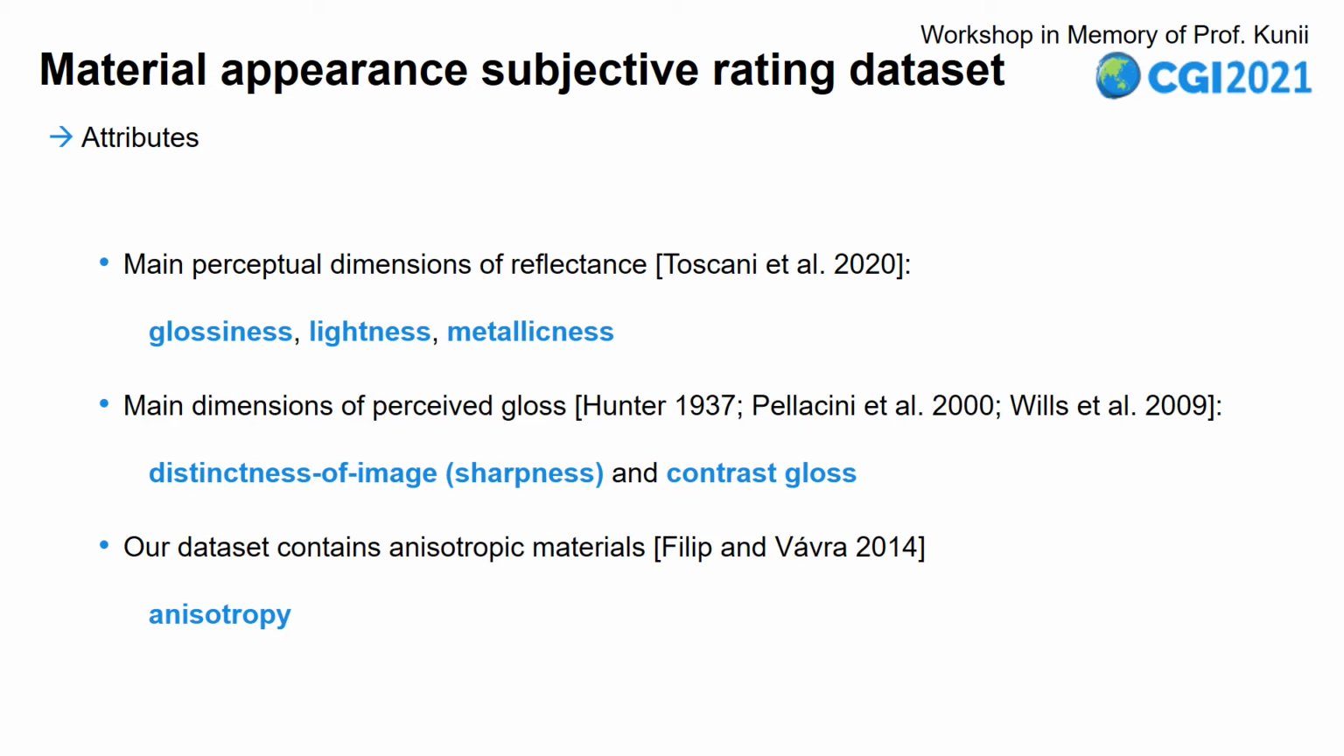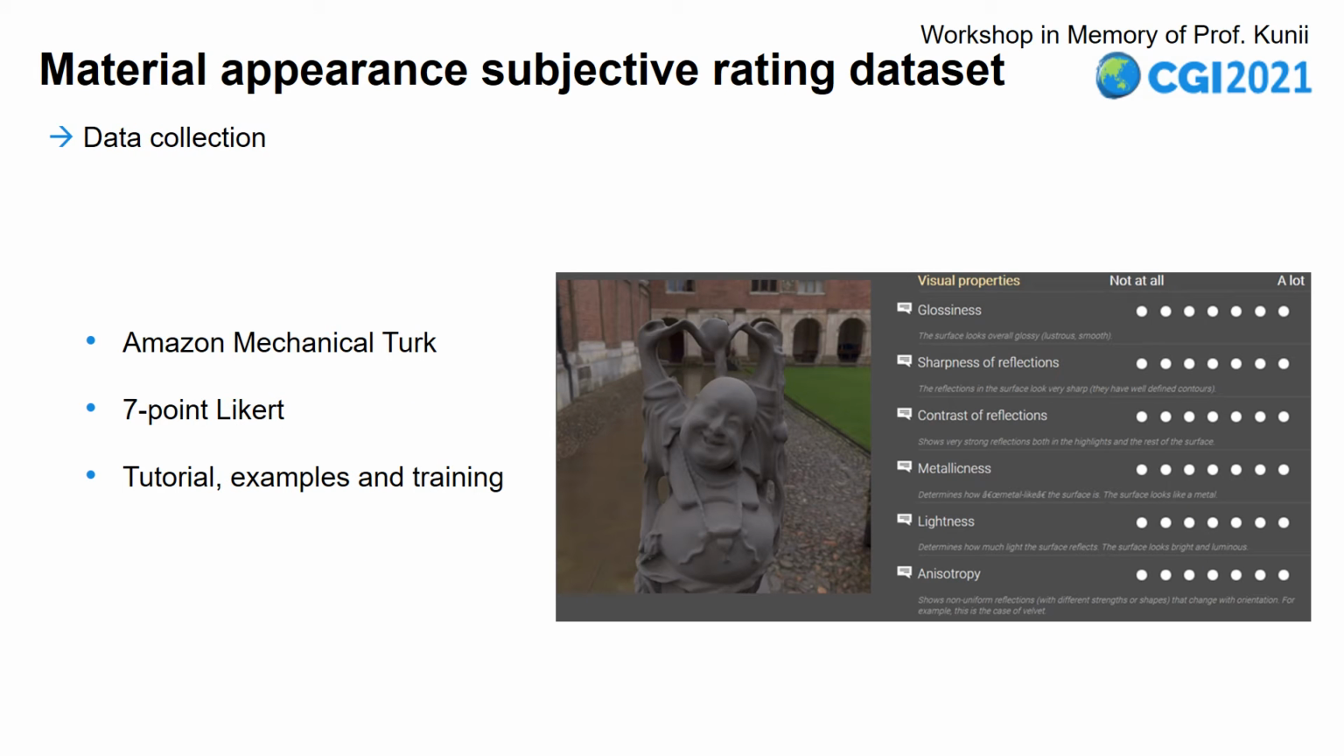In our choice of attributes to be rated in the subjective experiment, we relied on literature. We followed Toscani, who found that the main perceptual dimensions of reflectance are glossiness, lightness, and metallicness. Since we are interested in perceived gloss, we followed the work of Hunter, Pelashini, and Wills, and we consider distinctness of image, which essentially measures sharpness of the reflected pattern, and contrast gloss, which measures contrast between the highlight and surrounding area. We consider also anisotropy. We ran large-scale Amazon Mechanical Turk experiments where the subjects rate all those attributes that I just mentioned using a 7-point Likert scale.